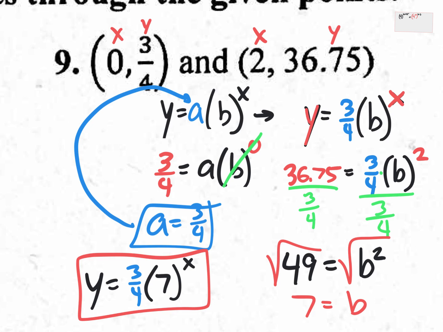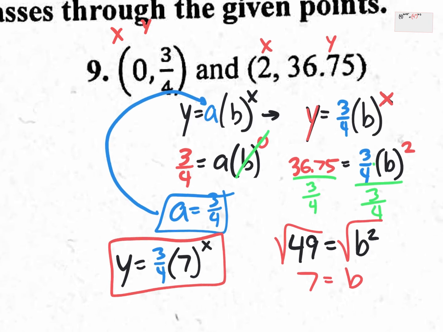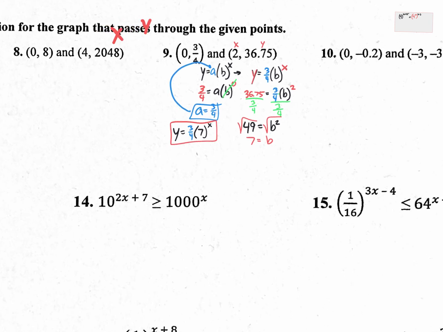Once again, on the practice quiz tomorrow, or on the actual quiz Friday, I'm going to ask you to type in a equals whatever you get, comma, b equals whatever you get. Okay? Easy peasy. I don't know, should we try another one, or is that it?